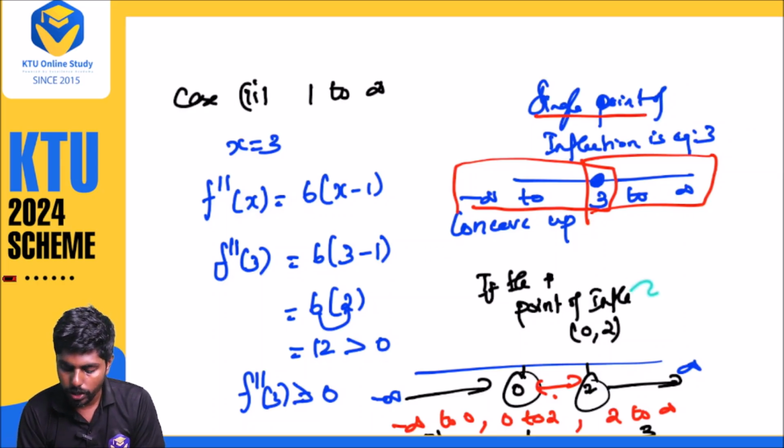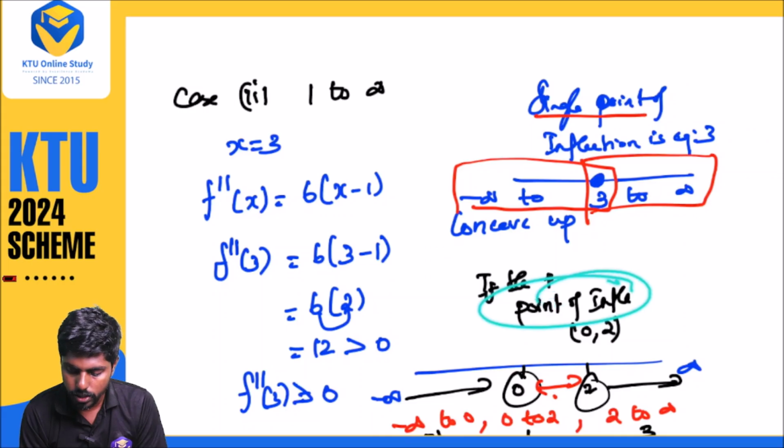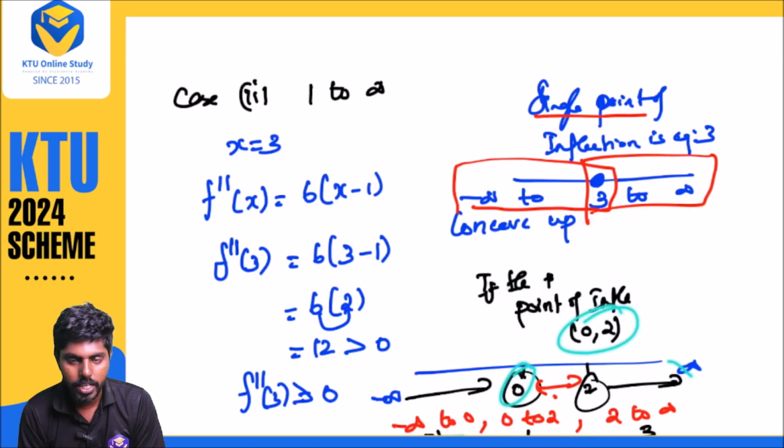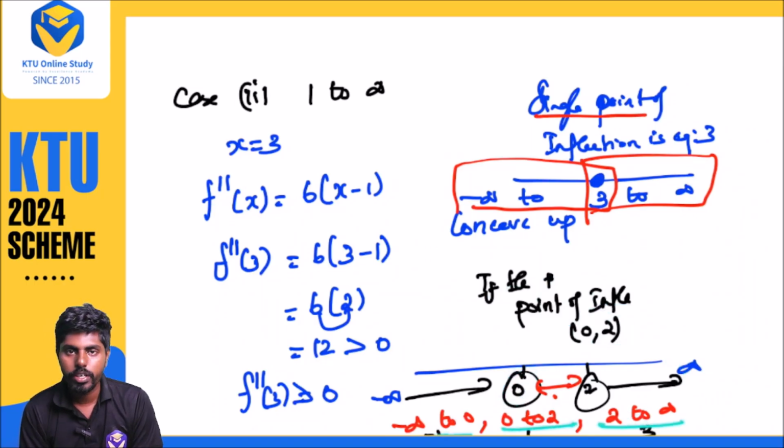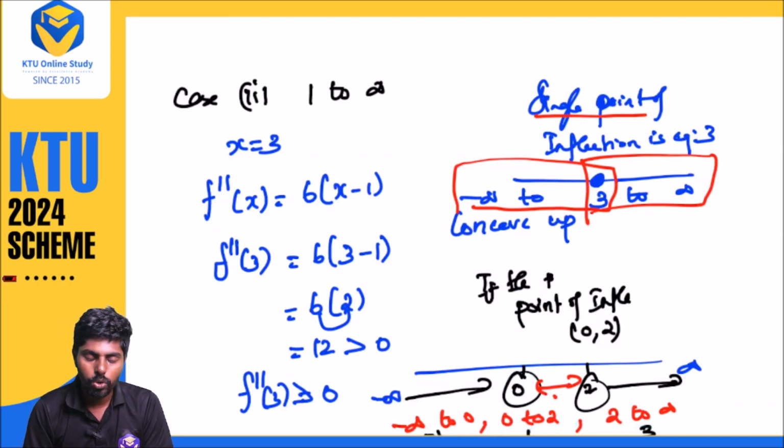If it is a double point of inflection, that is 2 points of inflection, say 0 and 2, then you take 3 intervals: minus infinity to 0, 0 to 2, and 2 to infinity. This is the thing. We will go through one more problem also, because this is a very high yielding topic. Now, problem number 3.